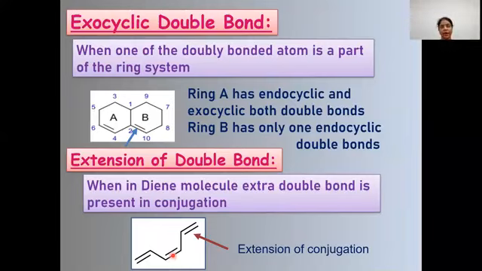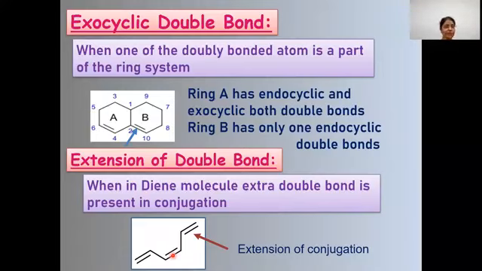Exocyclic double bond. Generally if the double bond is present in the ring or attached to a ring carbon, then on the basis of the position of the double bond, we can consider the double bonds as two types, endocyclic and exocyclic. Endocyclic, when the double bond is present within the ring, then obviously it will be part of the ring. Exocyclic double bond is the double bond which is present outside of the ring, but any of the double bonded carbons is a part of the ring system.